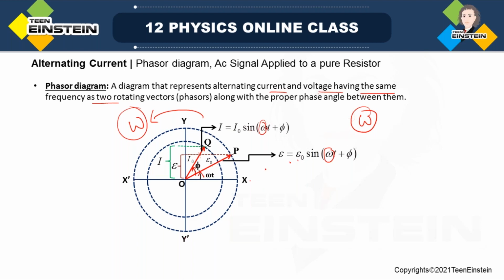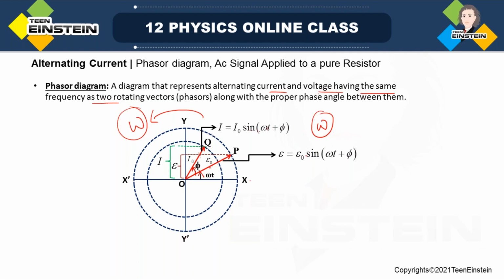So if these two quantities, I and E, do not have the same frequency, then we cannot represent them in a single phasor diagram. In that case we cannot represent current and voltage in the same phasor diagram. That's why, when we draw a phasor diagram for two quantities, those two quantities must have the same angular frequency.